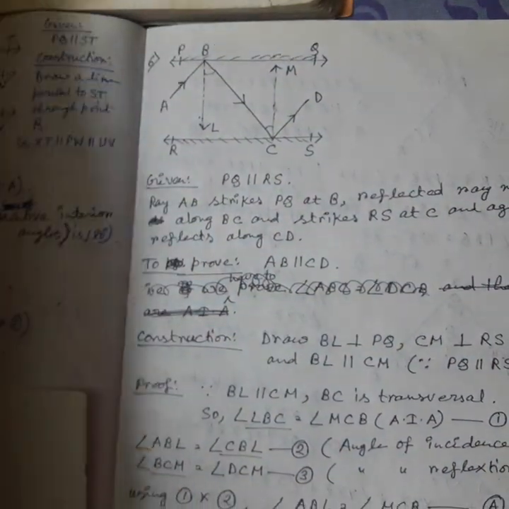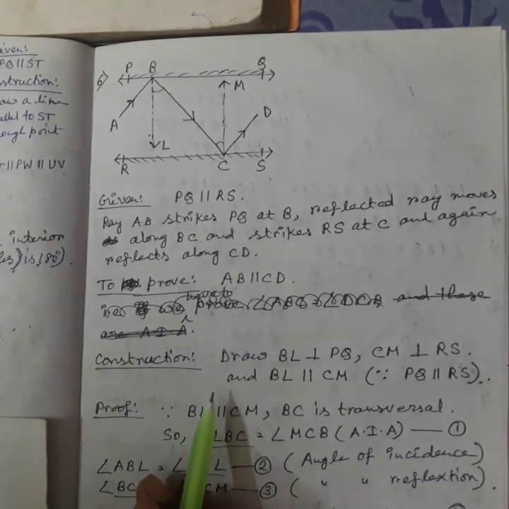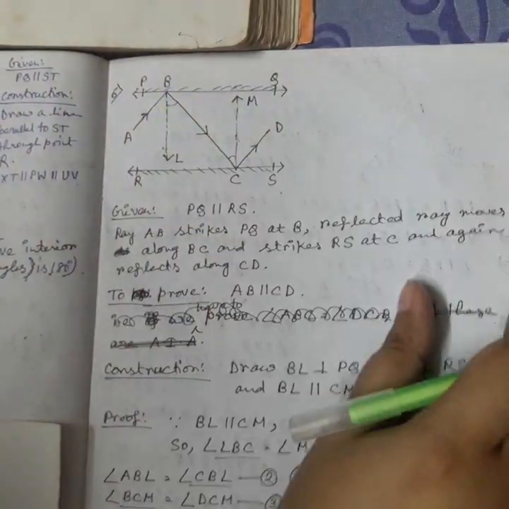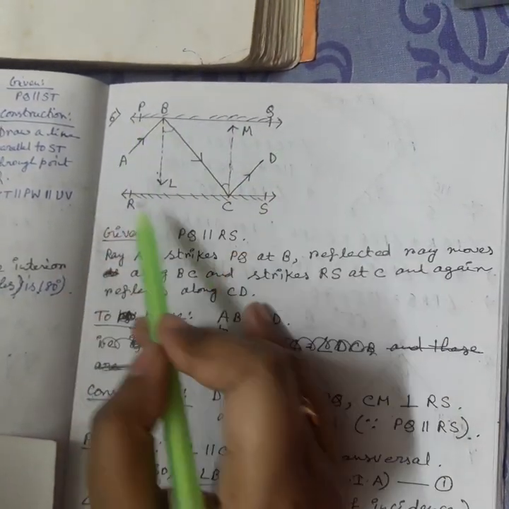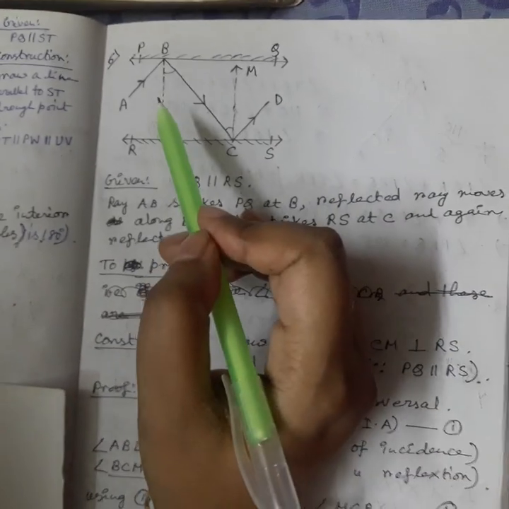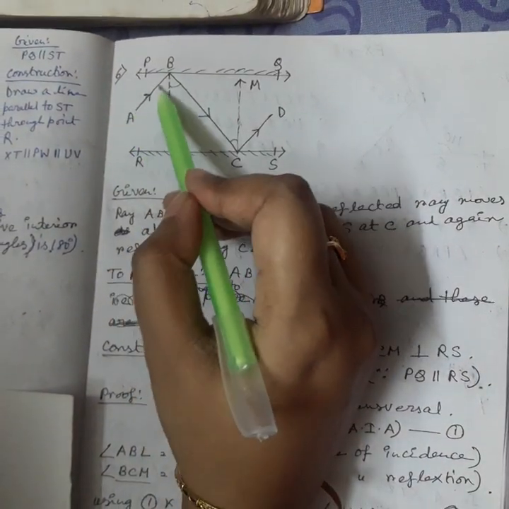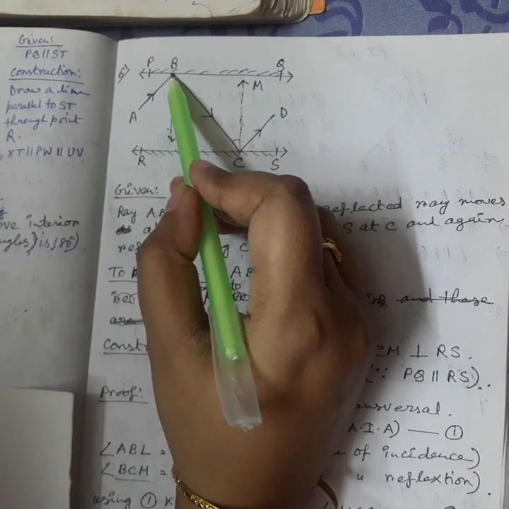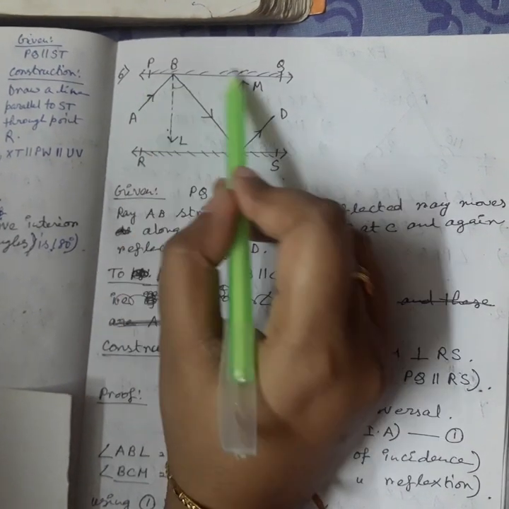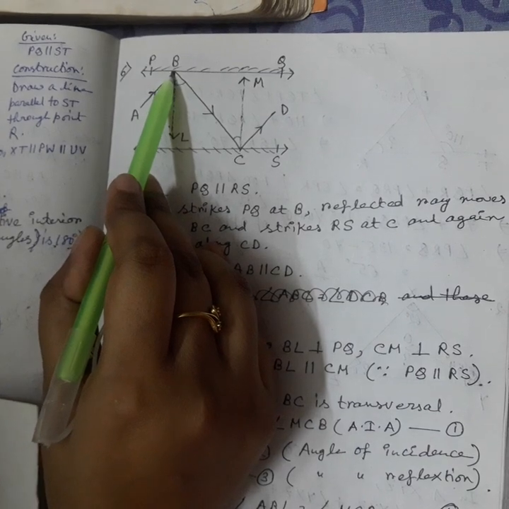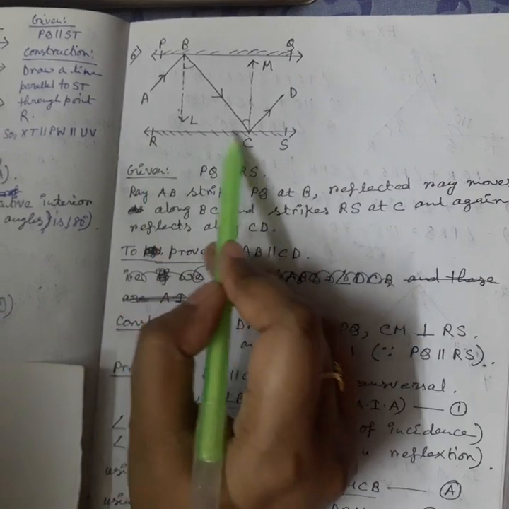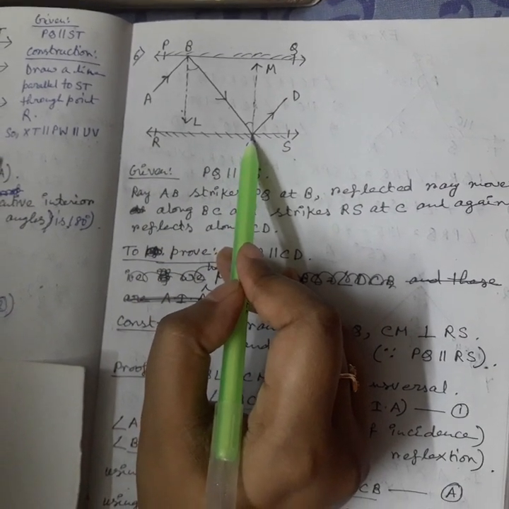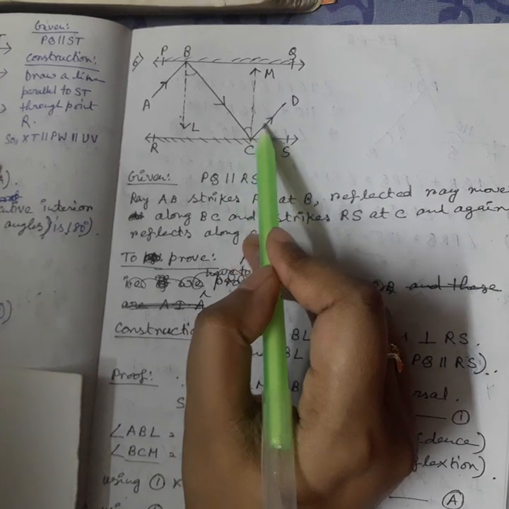Now question number 6. That question is proof. So you have to understand properly. So in the given question, that figure is given here. These two are mirrors. PQ and RS are the mirrors. What is happening here? An incident ray AB is coming and it strikes at the point B. After striking this mirror, it's reflected and this ray moves along the path BC, and then again in the mirror RS at the point C it reflects, and then along the path CD it's going.